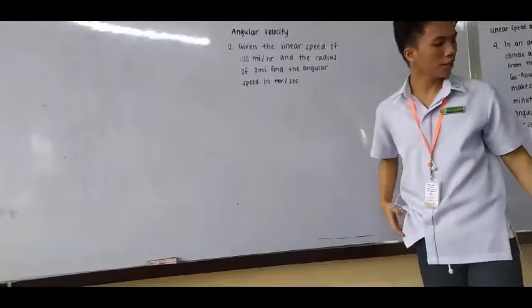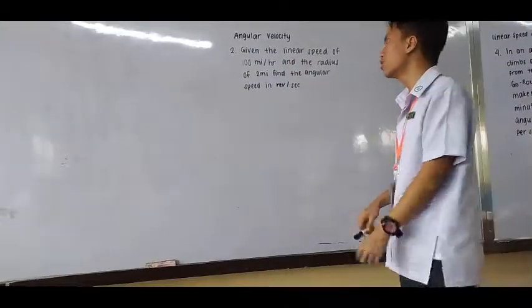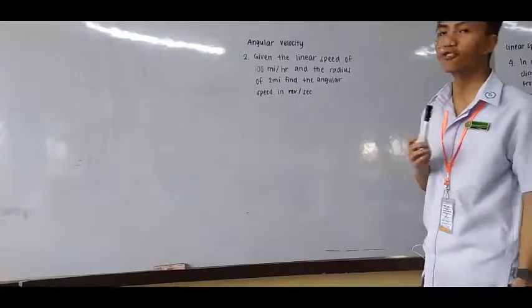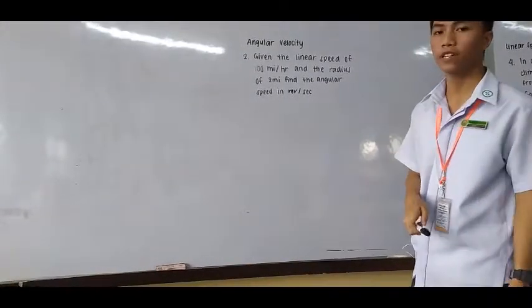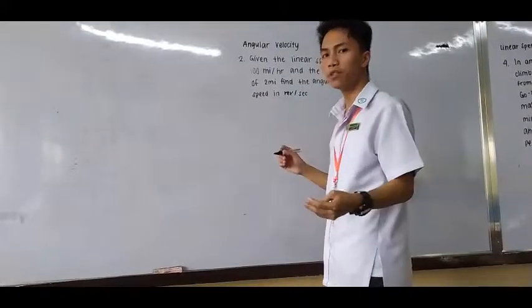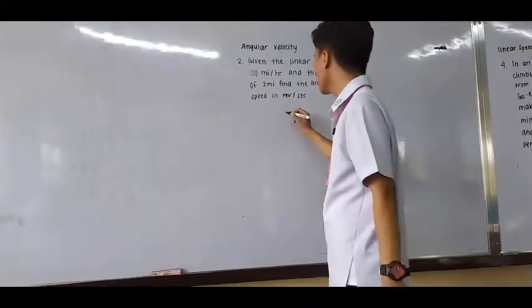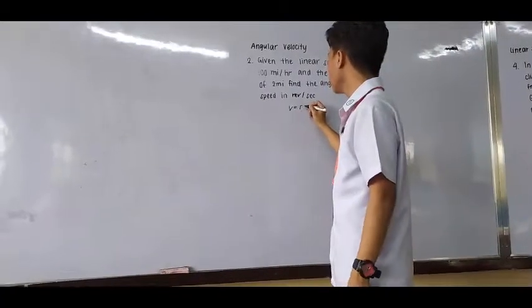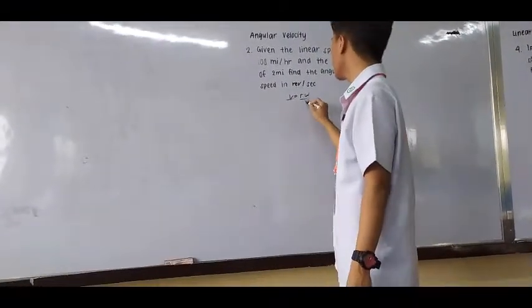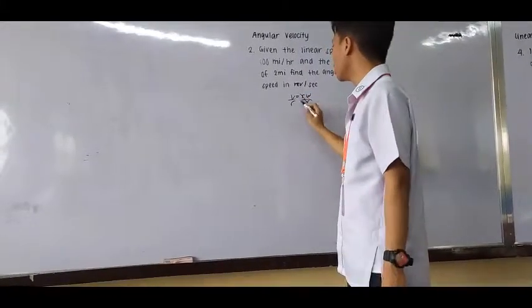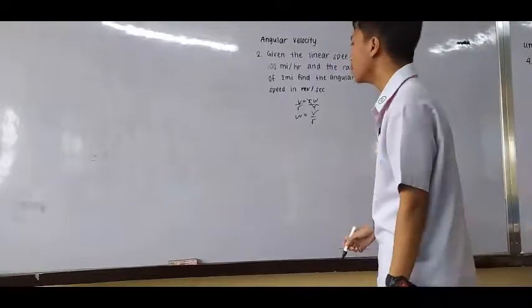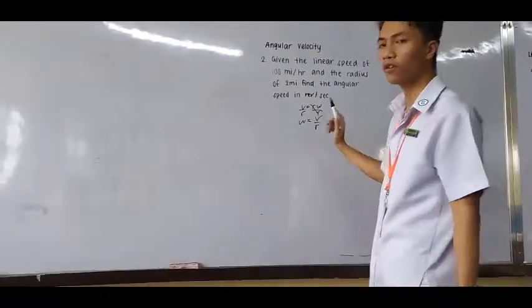Now let's solve the angular velocity problem. Number 2: given the linear speed of 100 miles per hour and a radius of 2 miles, find the angular speed in revolutions per second. Since the relationship between the linear velocity and the angular velocity is v equals r omega, we're just going to divide both sides by r. So omega is now equal to v over r. This is the formula that we're going to use.